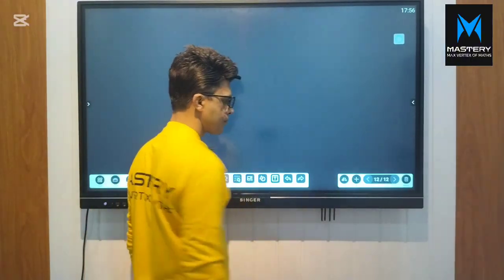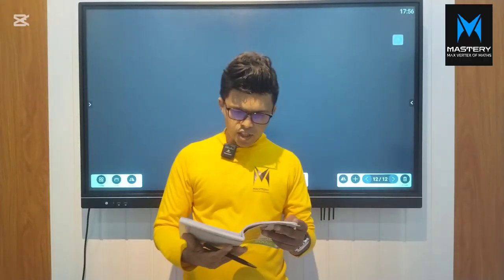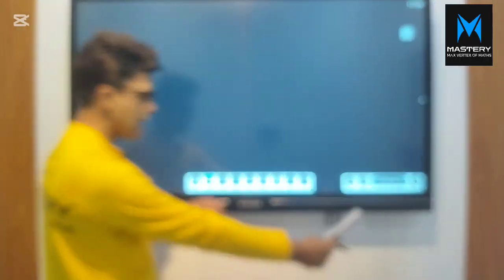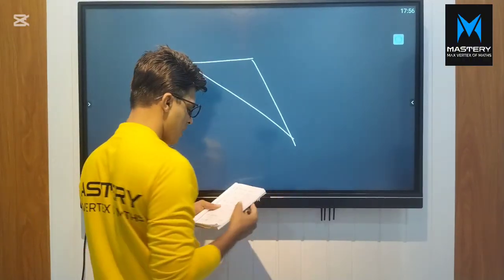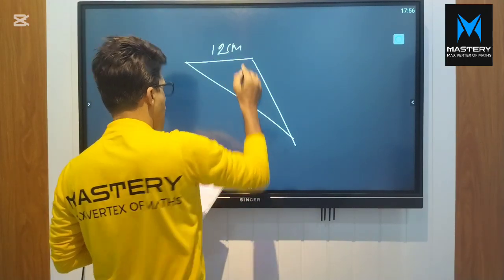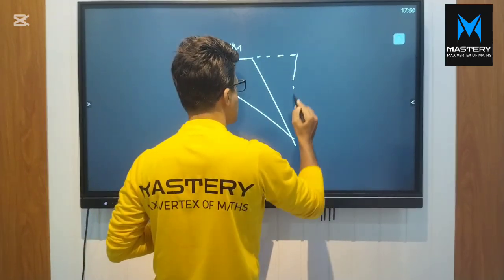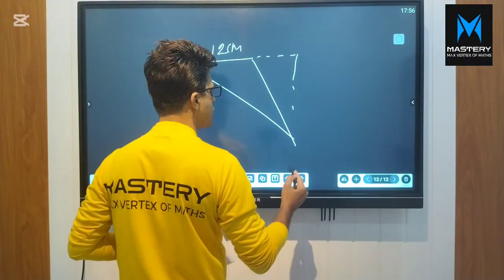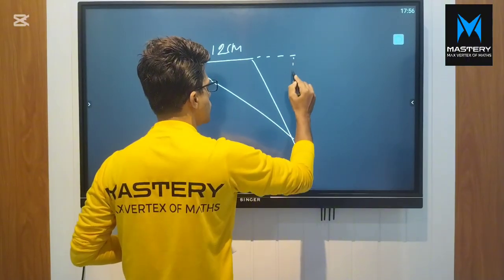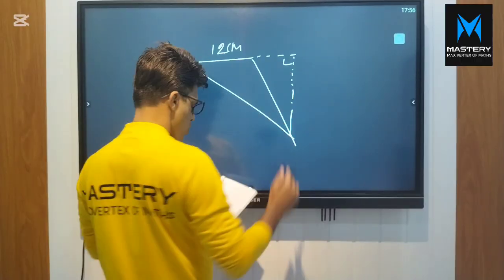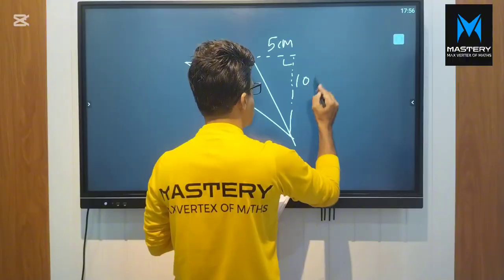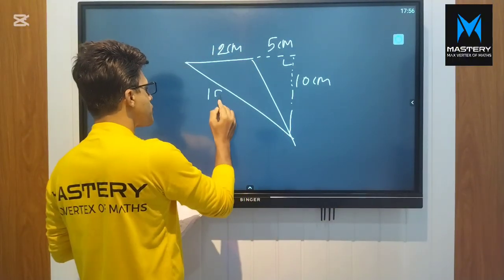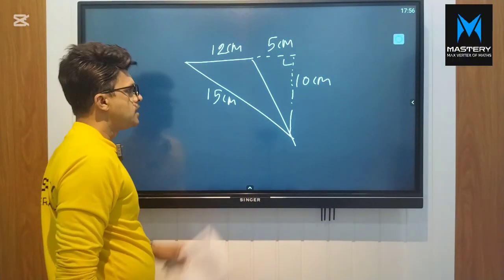Anyway, next question. The 12th question is to find the area of the triangle. It has given a triangle here. We should get the area of this triangle. You know the way of getting the area of a triangle: half into base into perpendicular height. This is 5 cm, this is 10 cm, this is 15 cm. Then how do we get the area of this triangle here?